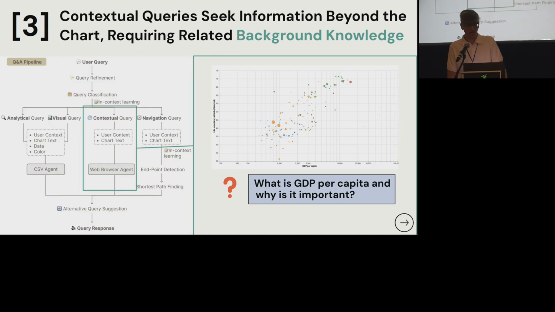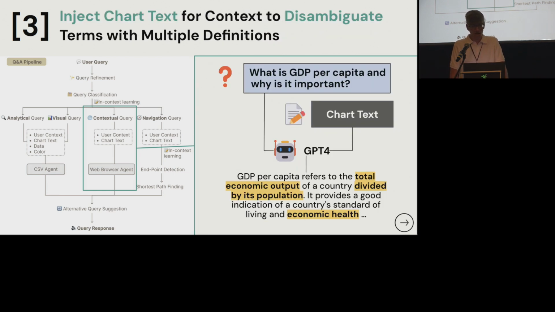The next branch, as I've discussed, is contextual questions, and we developed this with the aim to provide contextual knowledge on demand for better chart comprehension. Contextual queries seek information beyond the chart, as is seen by this question: What is GDP per capita, and why is it important, pertaining to the same scatter plot from before? To disambiguate potential ambiguities of terms with multiple definitions, we once again use the chart text we extracted from before to feed context into our prompt. When fed along with the original refined question, we get a very well thought out response that not only gives a definition of GDP, but also explains its significance by tying it to a country's economic health.